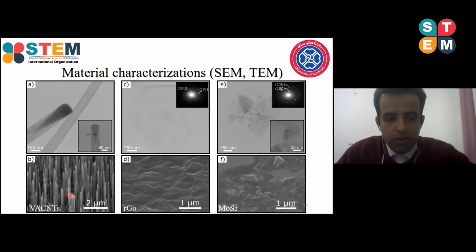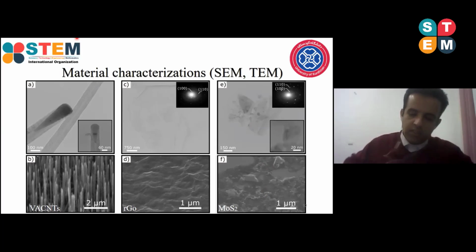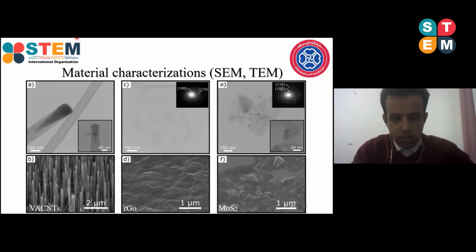Here is the TEM image of the vertically aligned carbon nanotube, and also the SEM image. And for graphene oxide, the TEM image and also the diffraction pattern show the crystalline structure of the graphene oxide, and the SEM image of this deposited graphene oxide. And also we prepared the molybdenum disulfide few layers, both TEM and SEM show the structures and good formation of this structure.